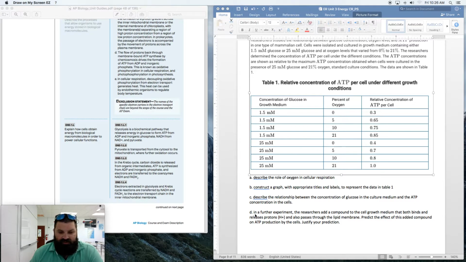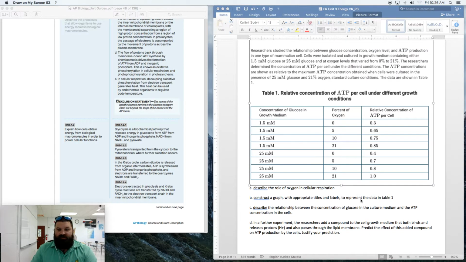And then finally, the application here is in a further experiment, researchers add a component to the cell growth medium that both binds and releases protons or hydrogen ions and is allowed to pass through the lipid membrane. So it's kind of an interesting thing there, because normally hydrogen ions cannot pass directly through the membrane because they're charged. They must go through a transport protein. Predict the effect of adding this compound on ATP production by the cells. Justify your prediction. All right, so go ahead and pause the video and answer those 4 questions, and then we'll go over them now.